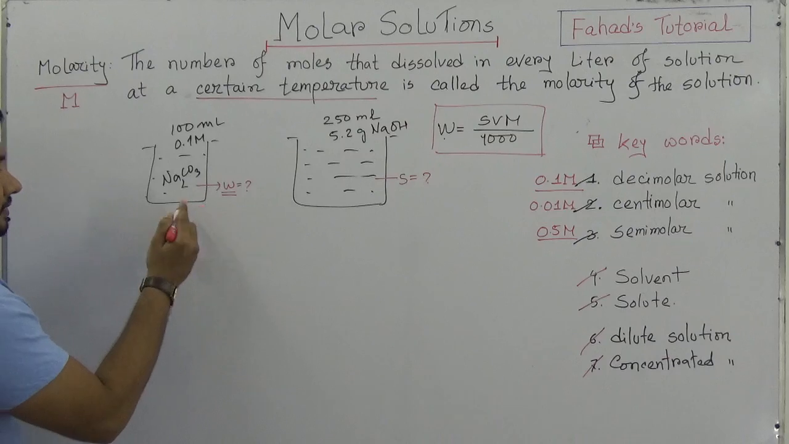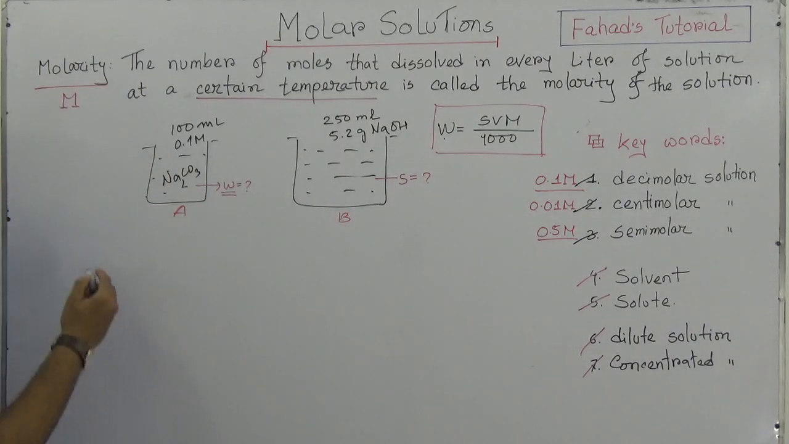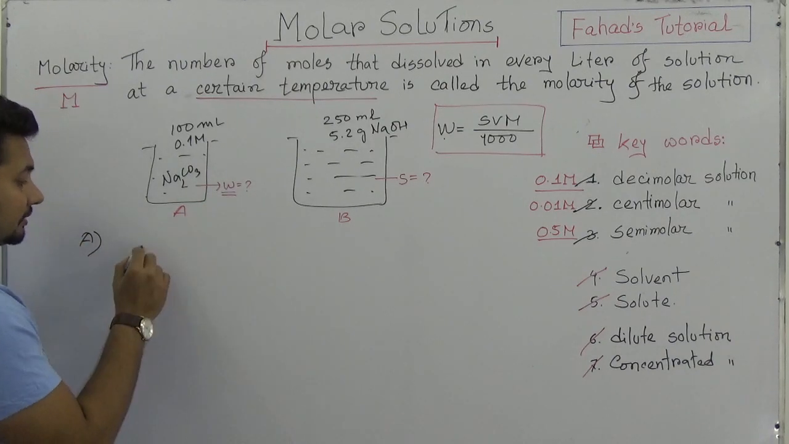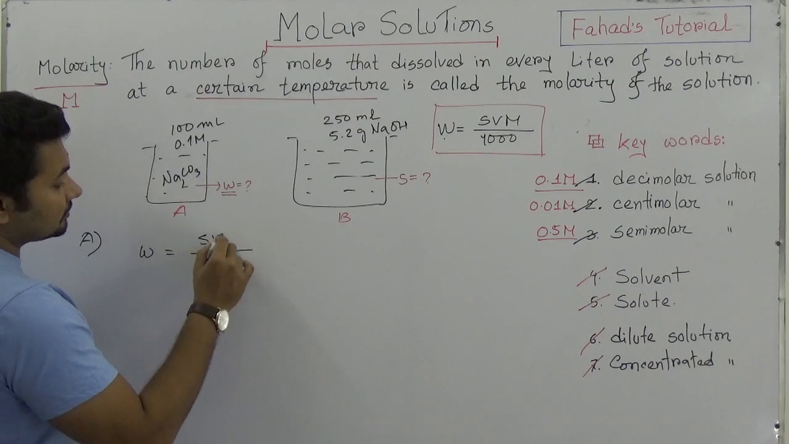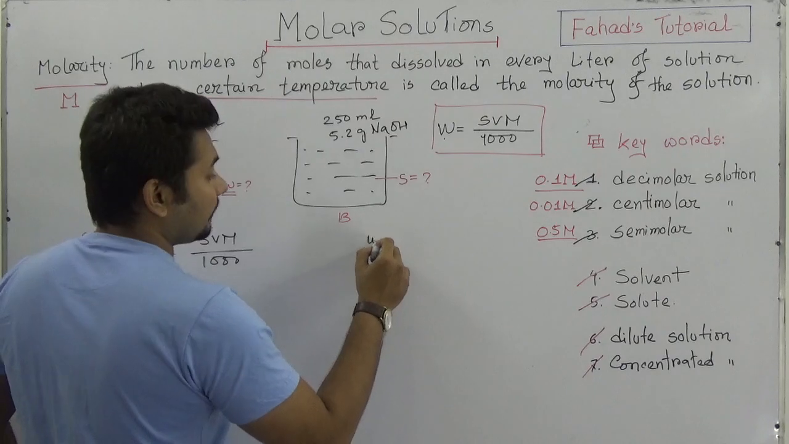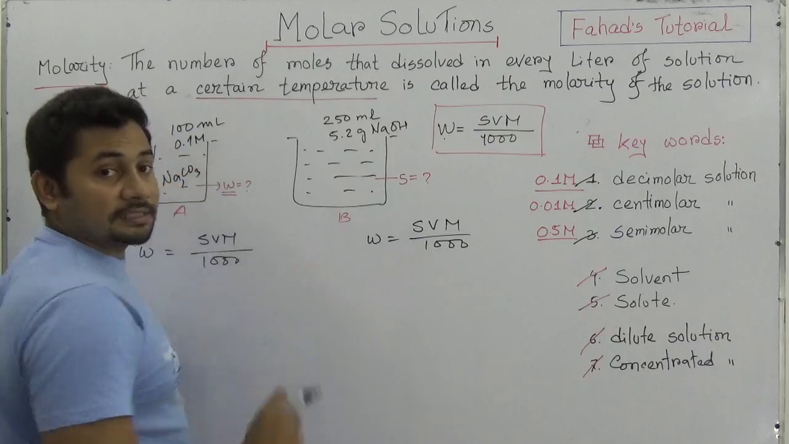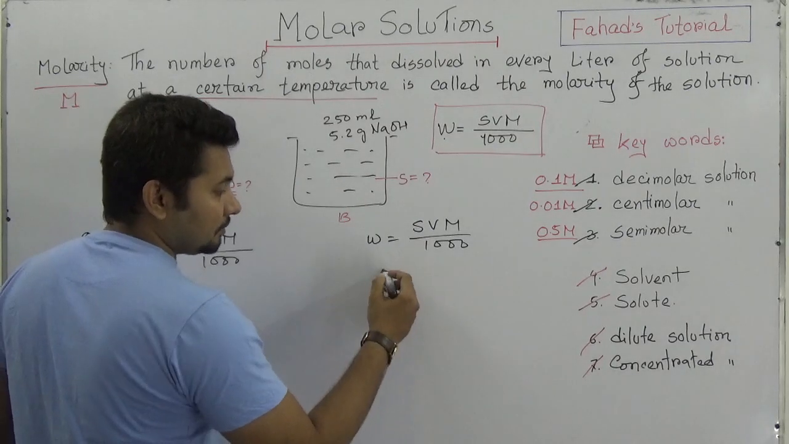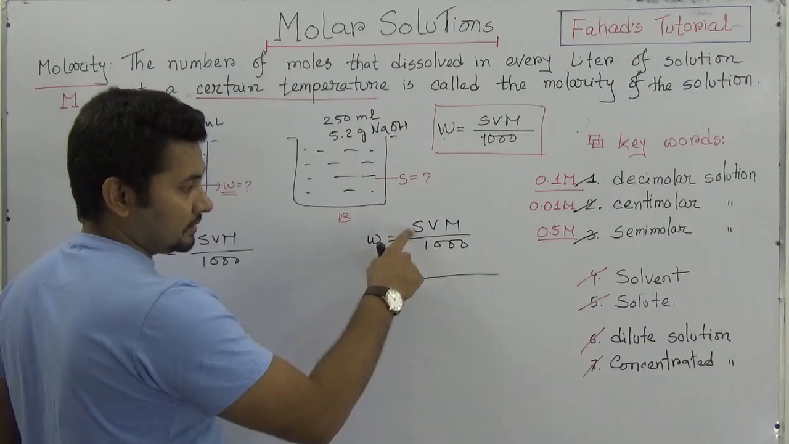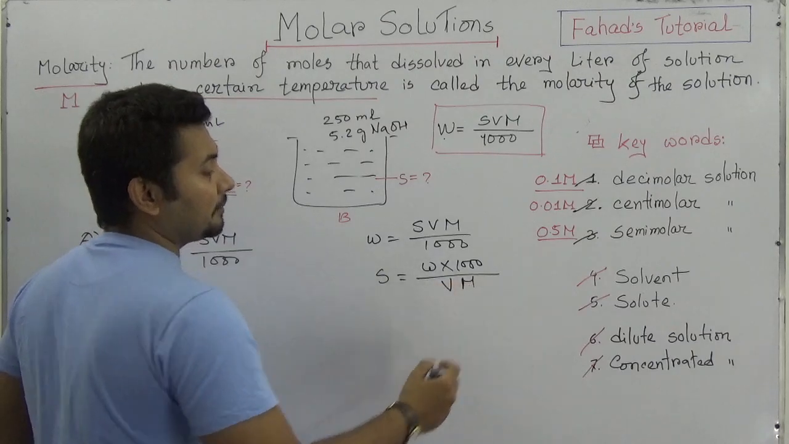Now you think, suppose this is beaker A and this is B. So in case of A, think about what is asked: W. And we know that W equals SVM by 1000. But S was asked. So as S was asked, S equals what? It would be W times 1000 by VM.